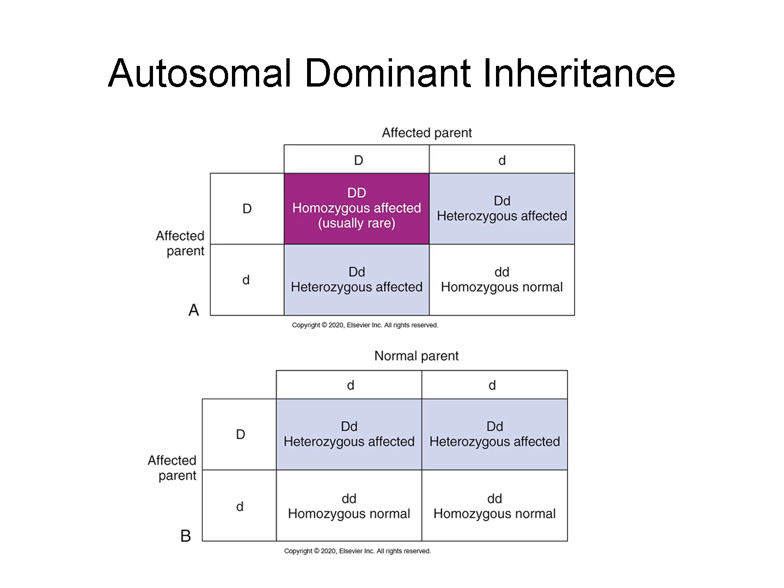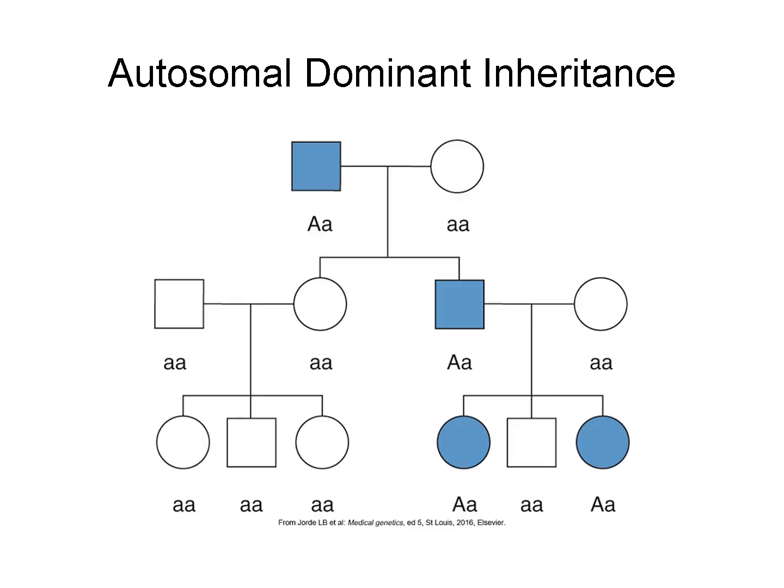In the second chart, we see a more typical scenario where one parent is affected and the other is normal. Each child has a 50% chance of inheriting the dominant allele and expressing the disease, and a 50% chance of being completely unaffected. This pedigree chart shows how an autosomal dominant trait is passed down through generations.